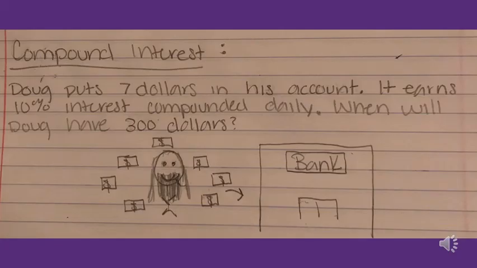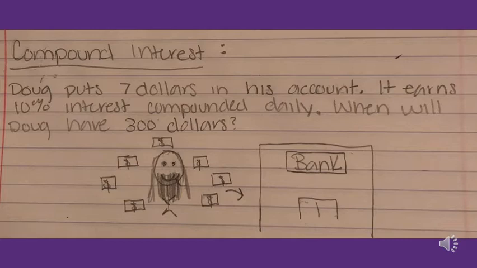So our next problem specifically says that it's compound interest. It says Doug puts $7 in his account. And you can see those $7 that are circling around him. It earns 10% interest compounded daily. When will Doug have $300?